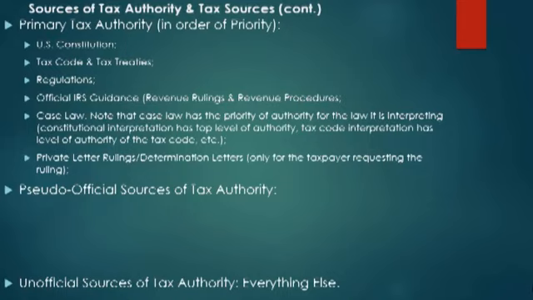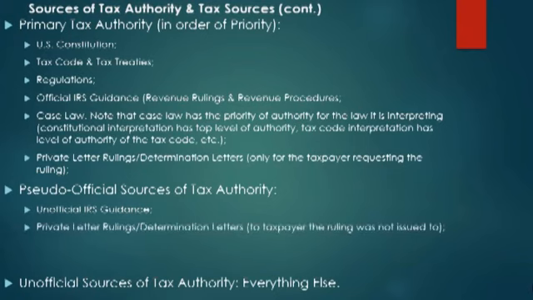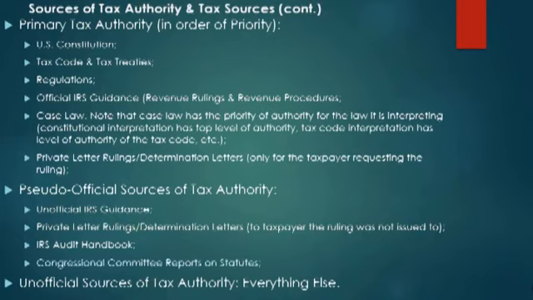They're not official, they're not primary tax authority. You can't necessarily even rely on them in court, but these are tax authorities that do carry some weight, generally speaking. You have unofficial IRS guidance, private letter rulings to a taxpayer the ruling was not issued to, the IRS handbook, and congressional committee reports on statutes. So these are things that courts will look at and consider when trying to interpret the tax code, but they're not primary authority. The courts aren't going to be bound by these things.